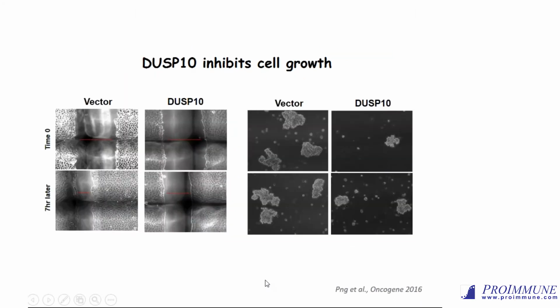So furthermore, we also found that DUSP10 is able to inhibit cellular migration in this wound healing assay, as well as spheroid formation. So you can see that the DUSP10 overexpressed cells form much smaller spheroids in this in vitro spheroid formation assay.